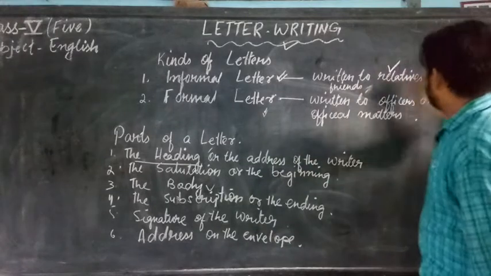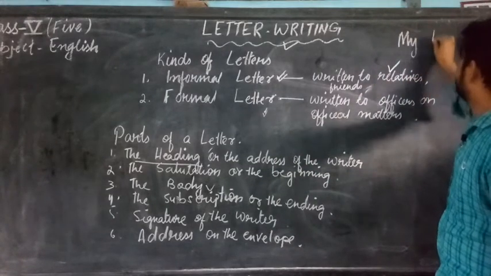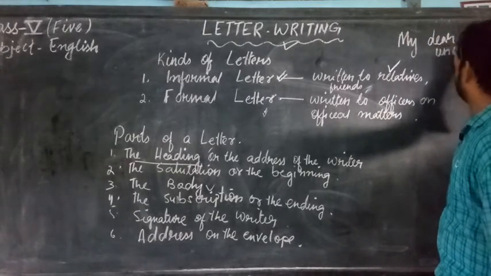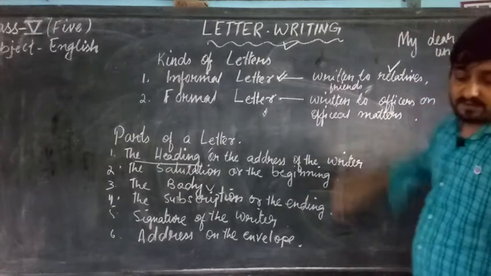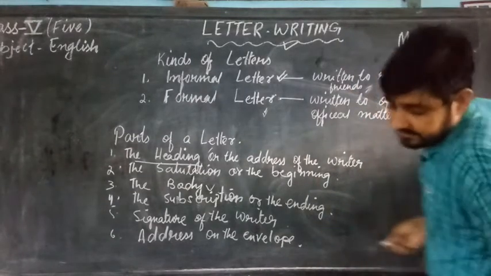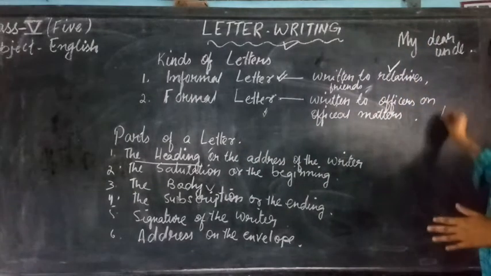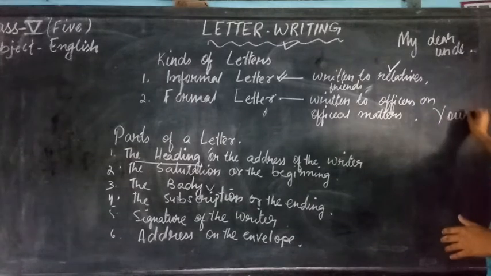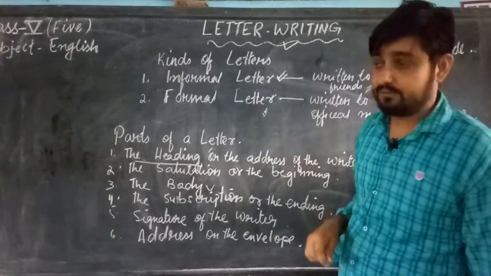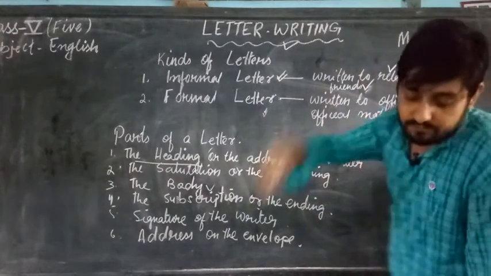Suppose your relative is an uncle, so you write at the beginning, my dear uncle. You write like this, yes or not? My dear uncle. And its ending, how will you end this? By writing yours affectionately. When it is finished, then you write yours affectionately, and you can also write your name.